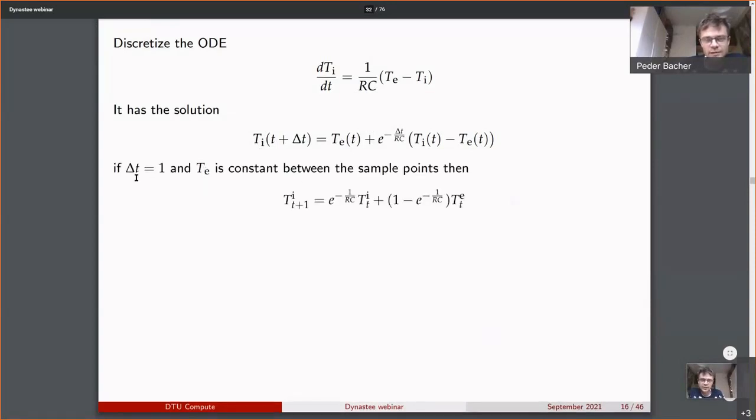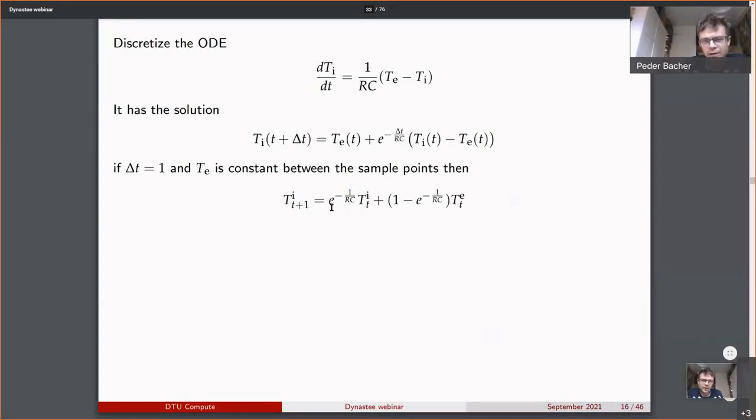What can we do? Let's say that delta t is 1. So there's one time unit between the sampling times where we observe this system. And let's say that T is constant between the sample points. Then the solution looks like this. Or we rearrange it a bit, so that at some point ahead in time, one step ahead from the current position, we will have this solution.